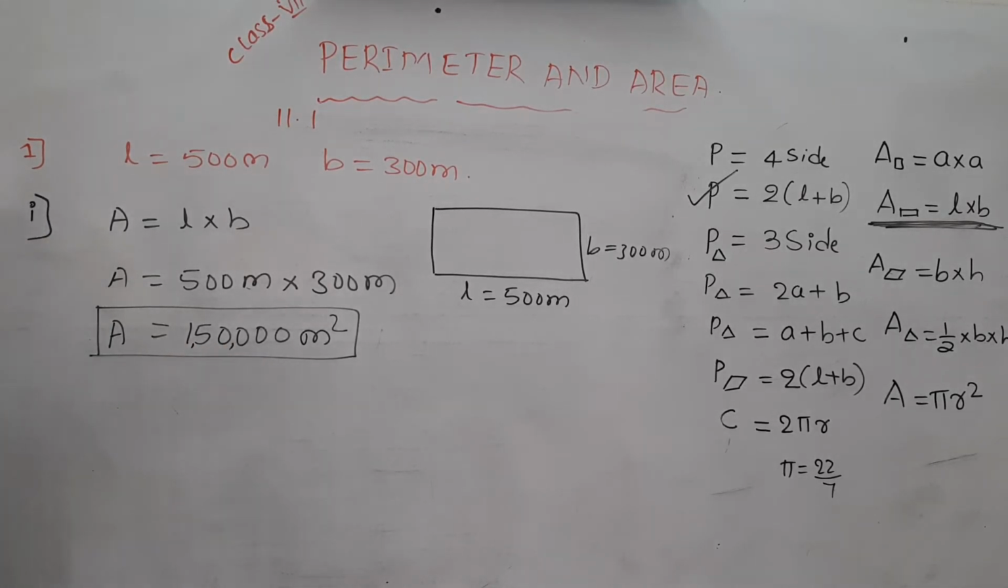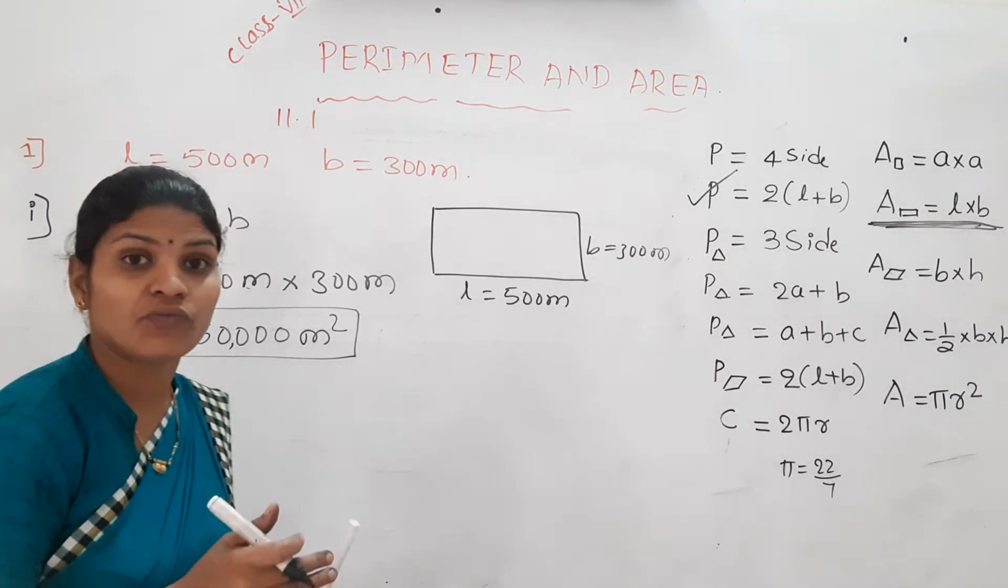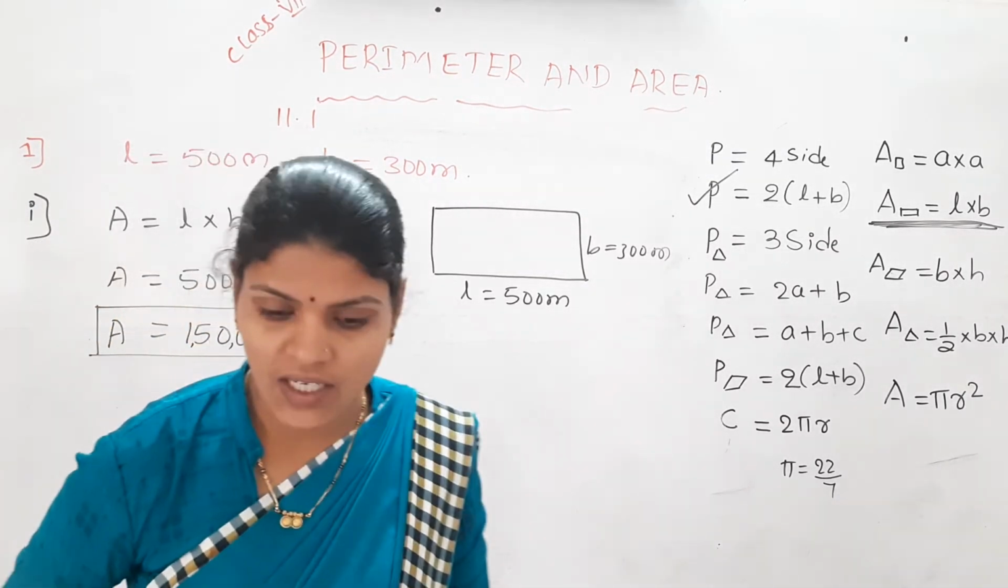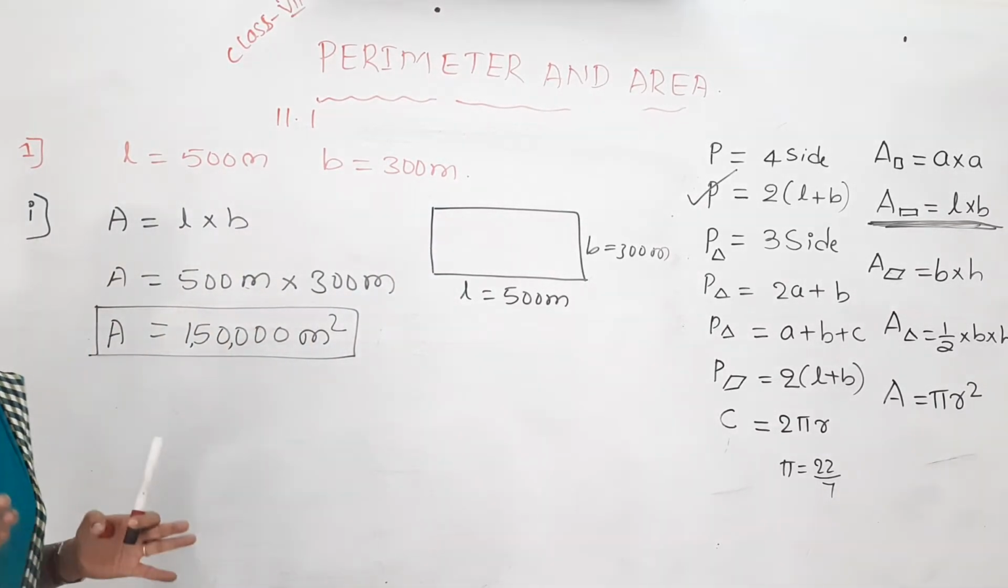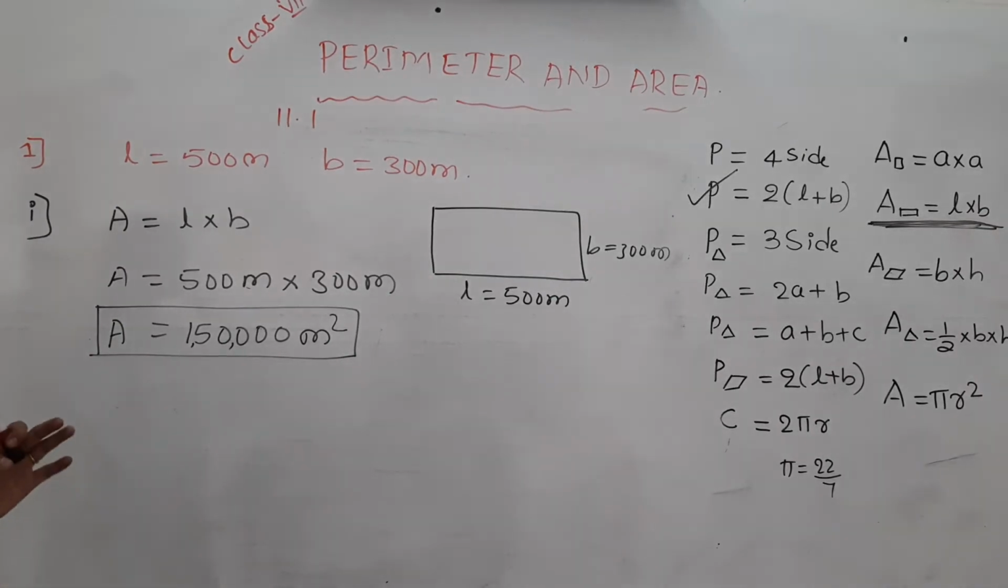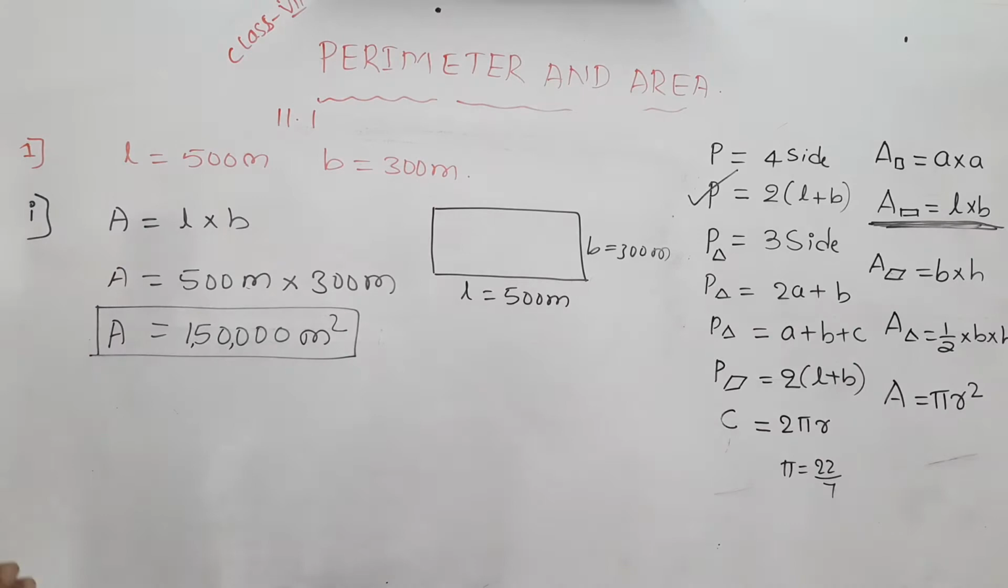150 meter square. Now we have to find the total cost of the land. If the cost of 1 meter square of land is 10,000 rupees, then what is the total cost of this land?